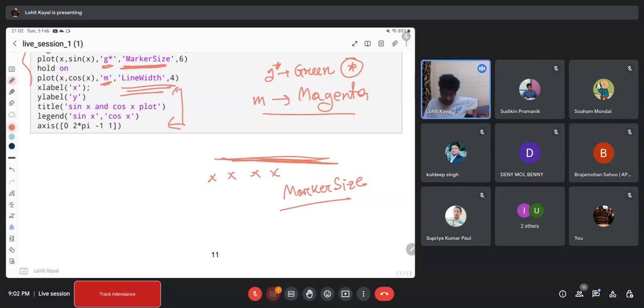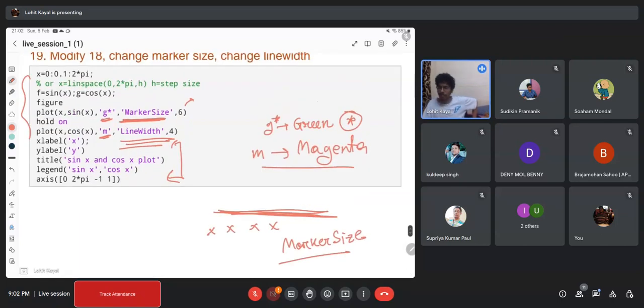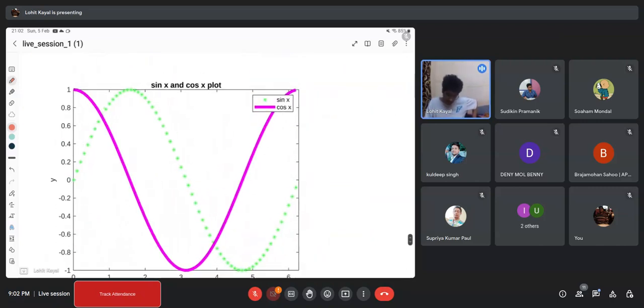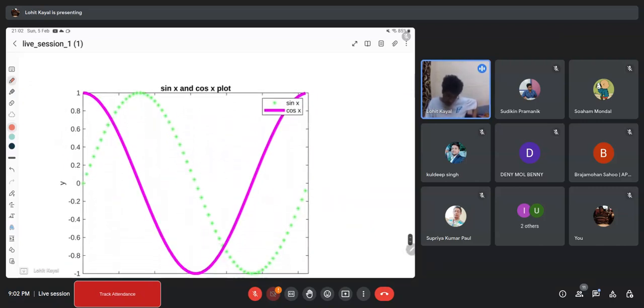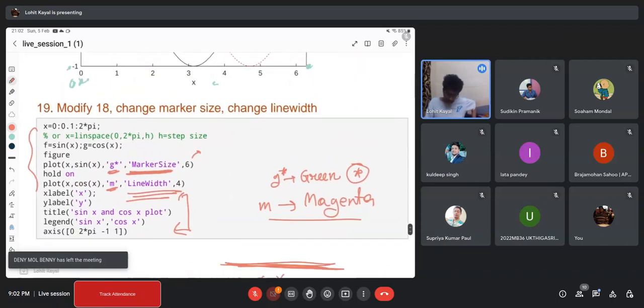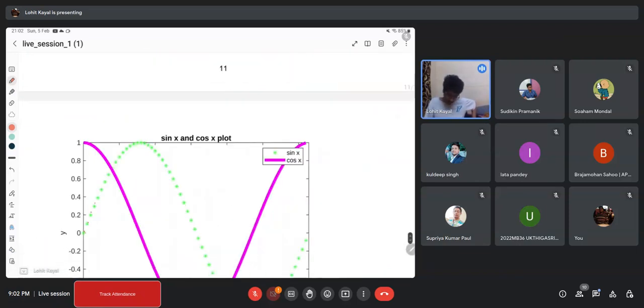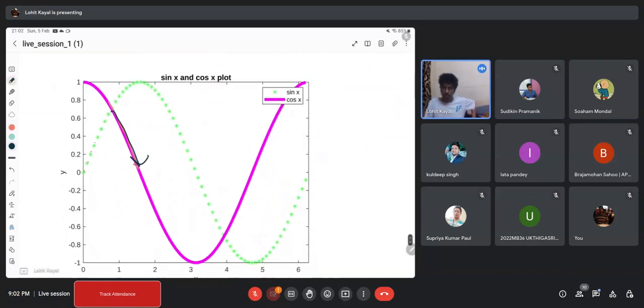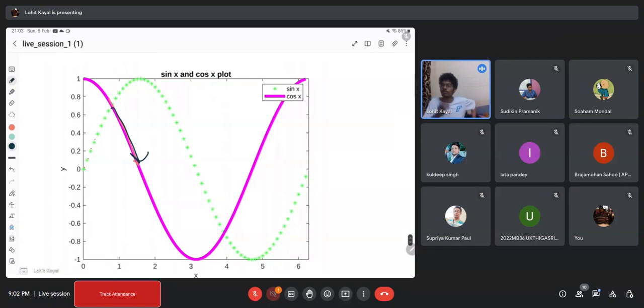Because a line is not a marker, a line is just a solid line, there is no marker. You can just see this plot. This is not a constant continuous line, this is just star, star, star. If you use line width, Matlab will show you error, because this is just a collection of stars, these are not connected. That's why I have to use marker size. But here there are no markers on this plot. This is just a solid line, so here you have to use line width.